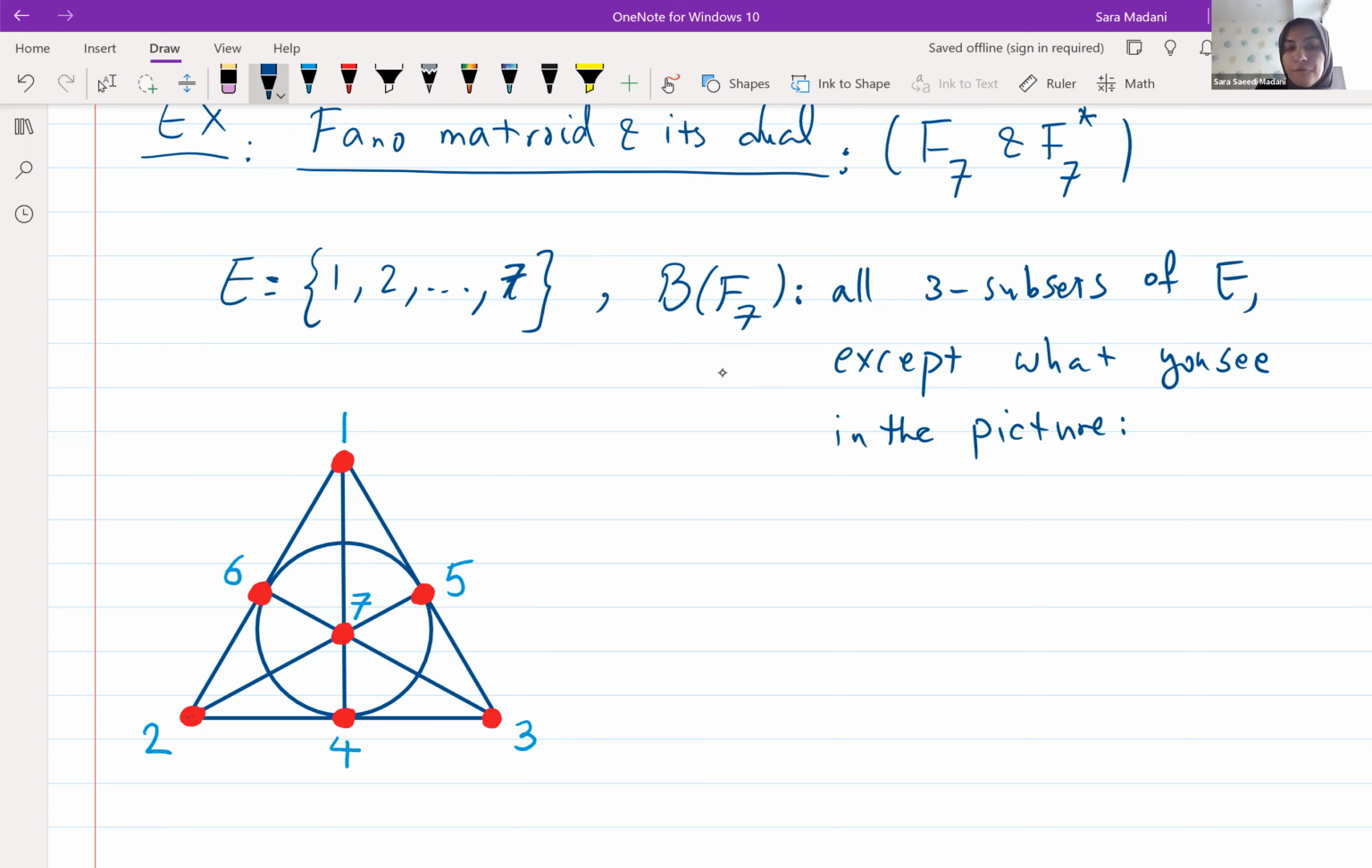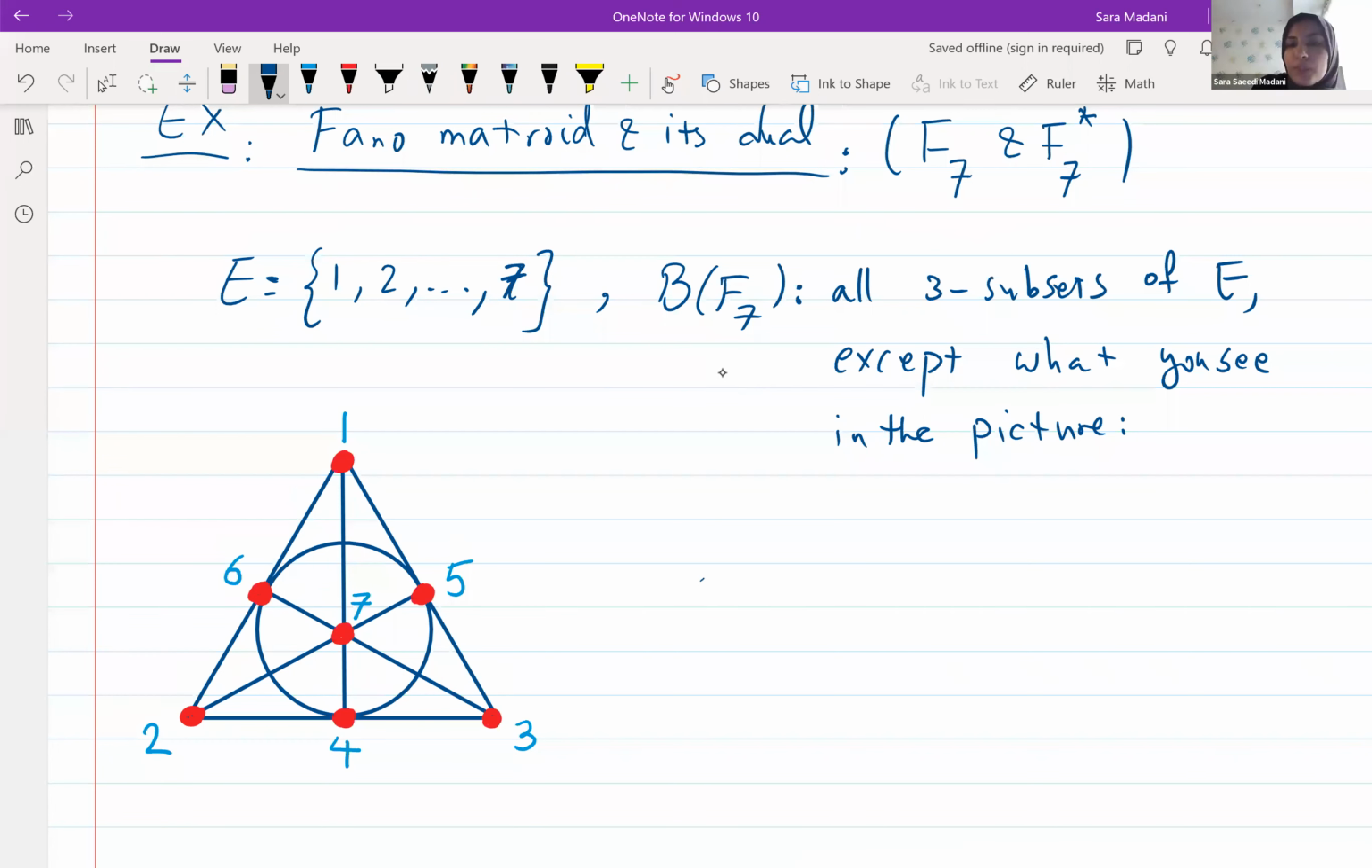1, 5, 3, 2, 4, 3, 1, 7, 4, 4, 6, 5. So you see four lines and one curve inside. These three subsets are excluded, but the rest are bases of my Fano matroid. Considering these bases, for sure you get all the independent sets, because all subsets of these three-element subsets are independent. So it's easy to obtain also the circuits, the minimal dependent sets.